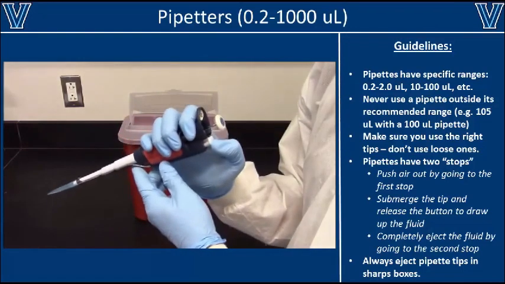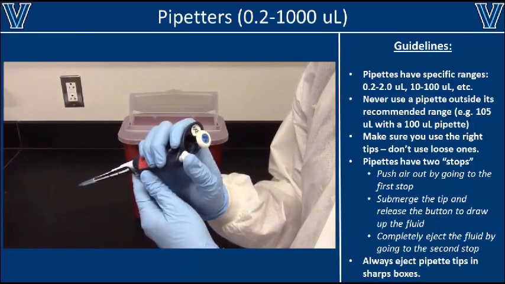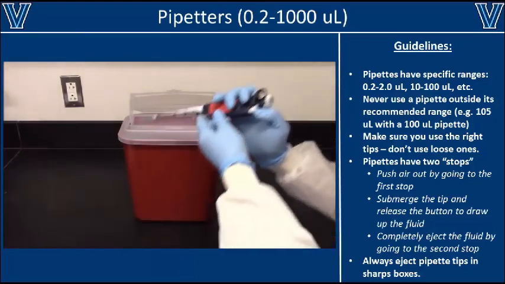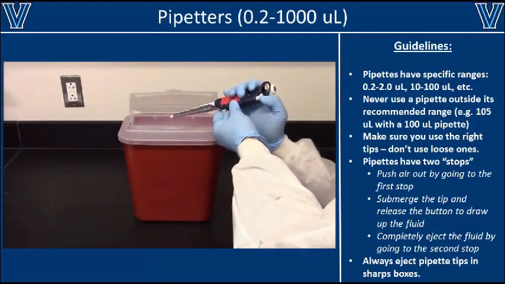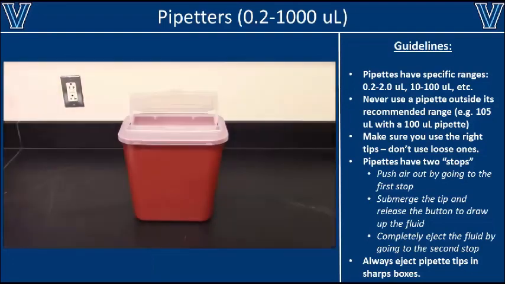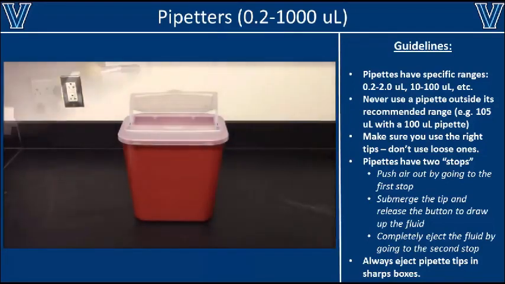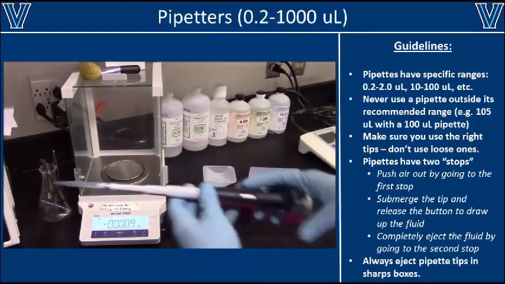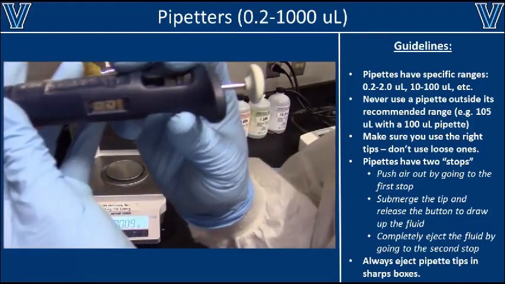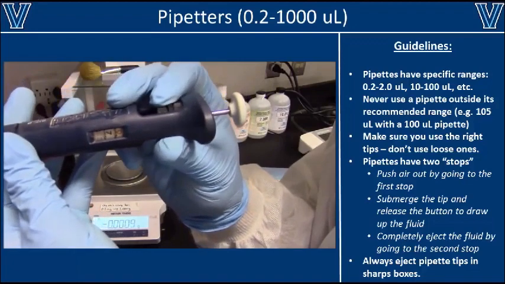When you are done using the tip, eject it into a sharps box using the ejector button, as shown here. If your pipette does not have a working ejector button, you can always take off the tip manually by hand. If you ever think a pipette isn't accurate, you can test it using an analytical balance.